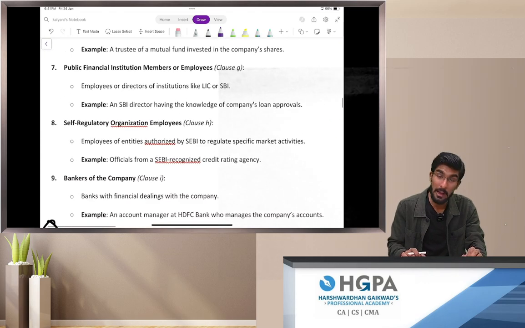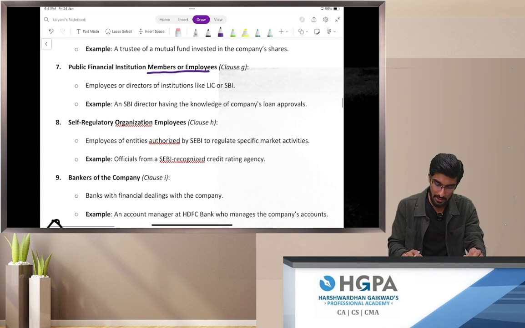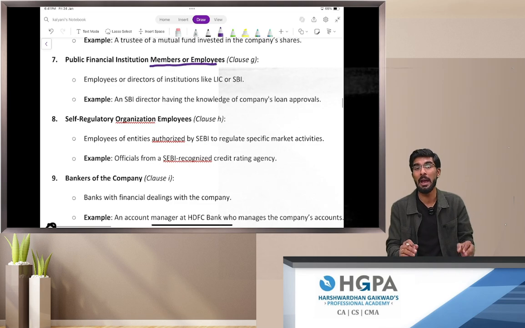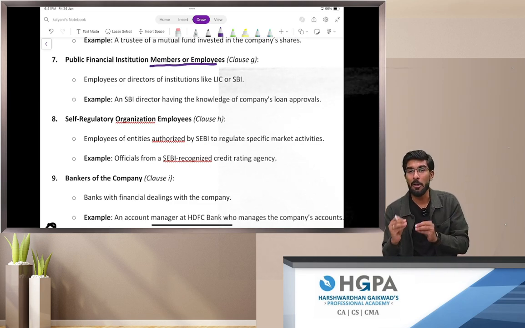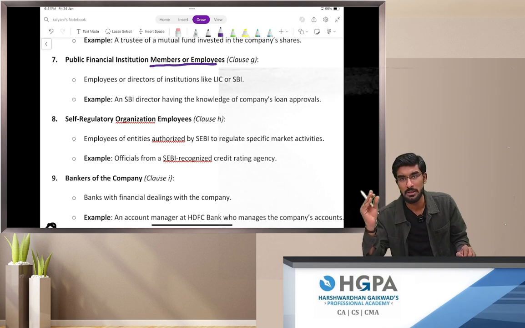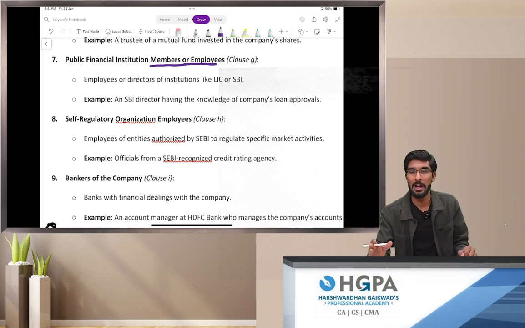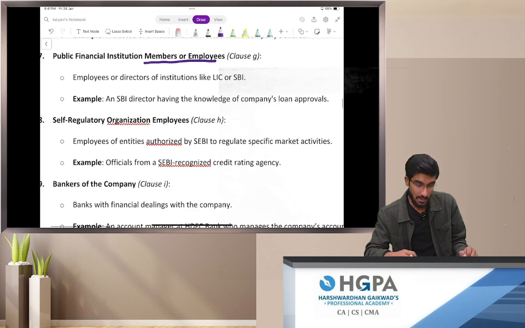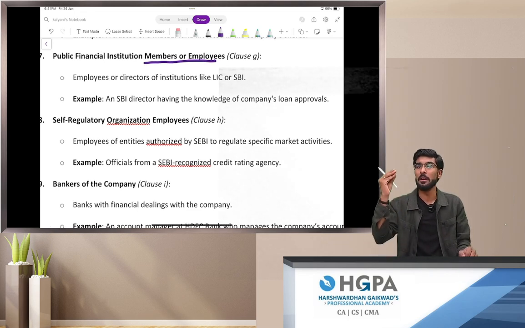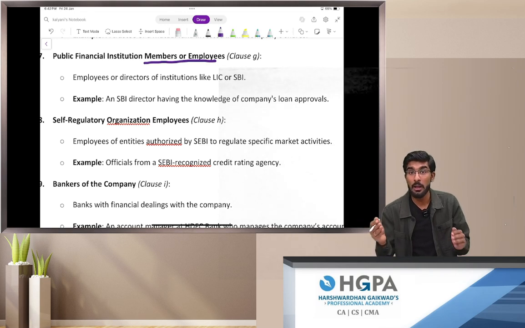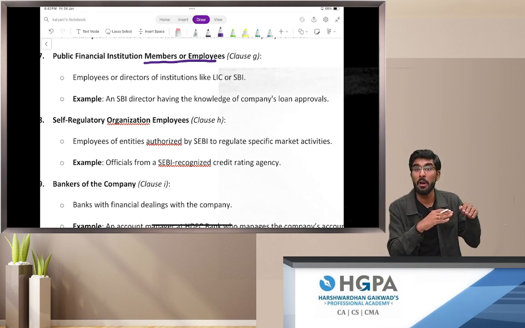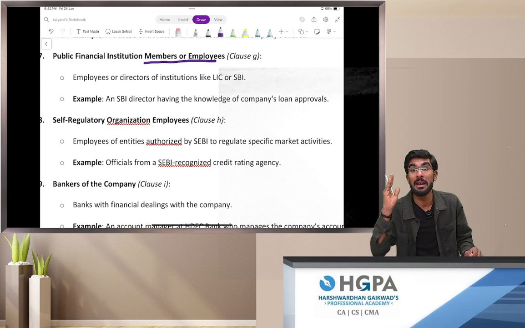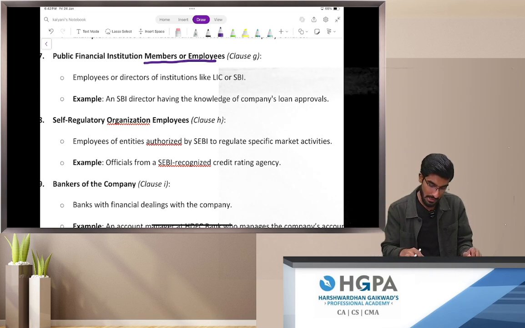Next is public financial institution members or employees. For example, let's say SBI has granted a big amount of loan to Goldman Sachs Limited, Goldman Sachs Inc. So, assuming SBI has granted a big loan to Goldman Sachs, the directors or employees of SBI will also be called deemed to be connected persons.